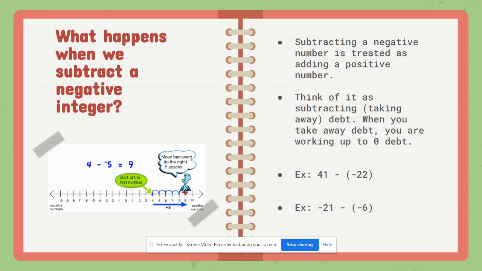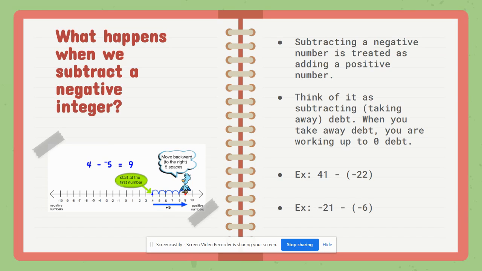What happens when we subtract a negative integer? So if you look at the picture on the left, we have 4 minus negative 5. So you start at the first number 4, and then you're going to move backward to the right 5 spaces, kind of like the moonwalk, right? So really, minus a negative is being treated as adding a positive, right? So when you have minus a negative, it really becomes regular addition. Not adding a negative, just regular addition.